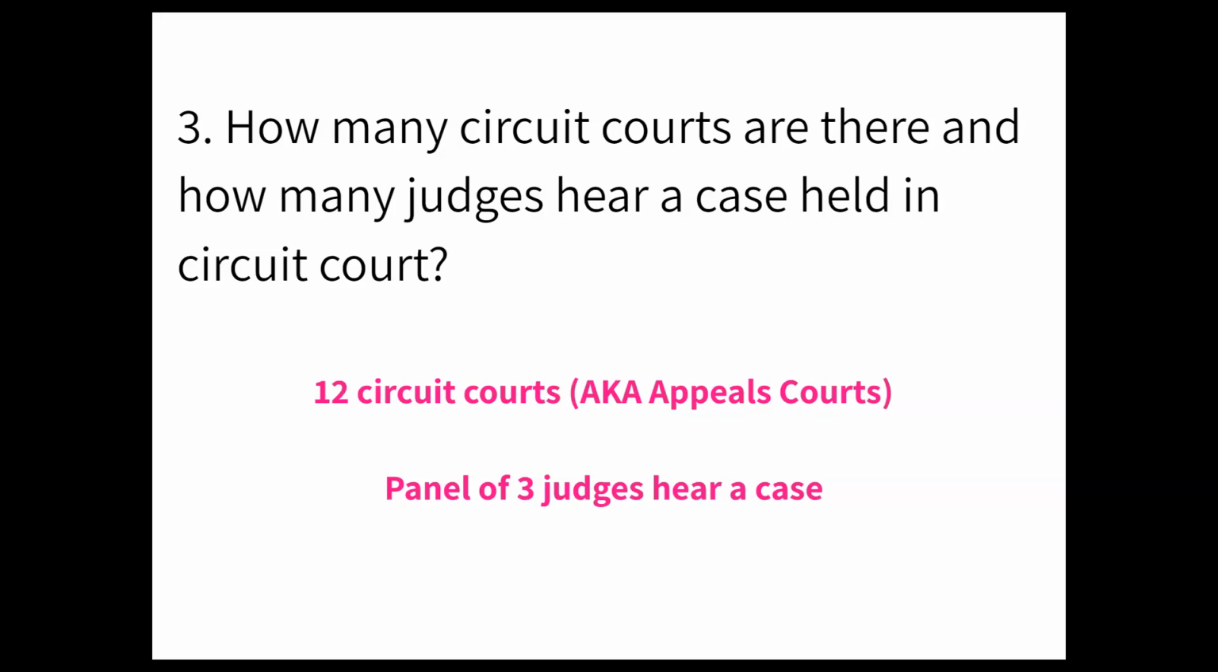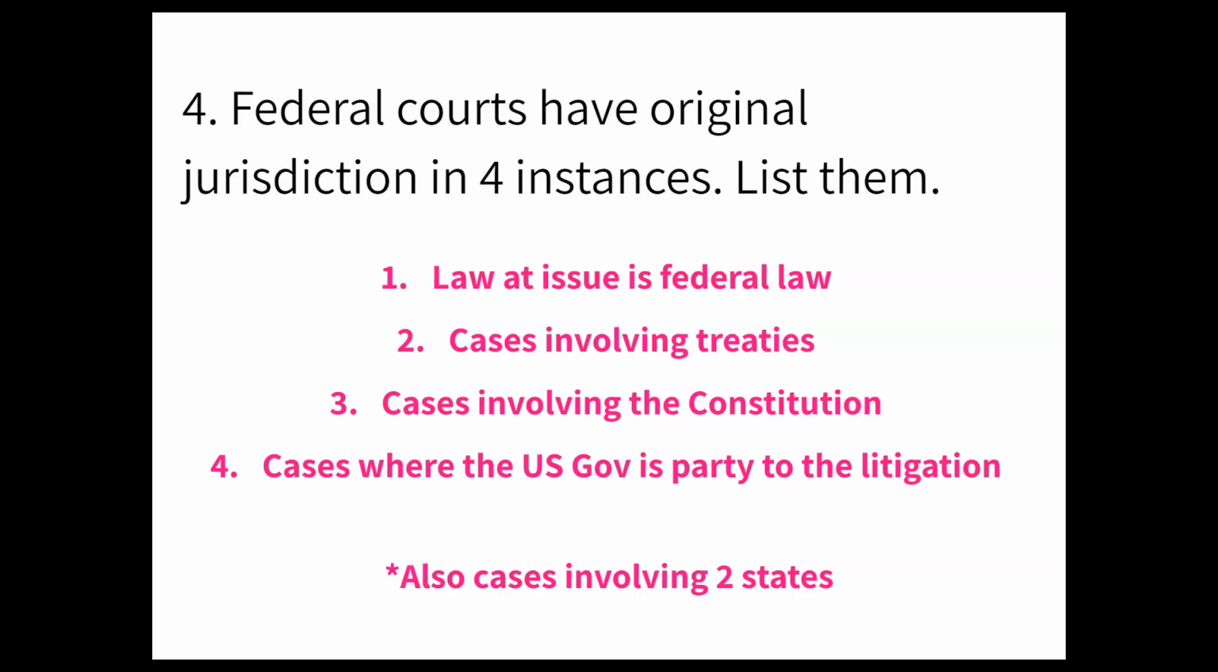Now, while circuit courts and also the Supreme Court are appeals courts, there are going to be a few instances in which a federal court might have original jurisdiction, not heard at the states first. One of those would be if the law at issue is a federal law, if a case involves a treaty negotiated by the president and ratified by Congress, if the case involves an issue involving the U.S. Constitution, or a case where the U.S. government is party to the litigation.